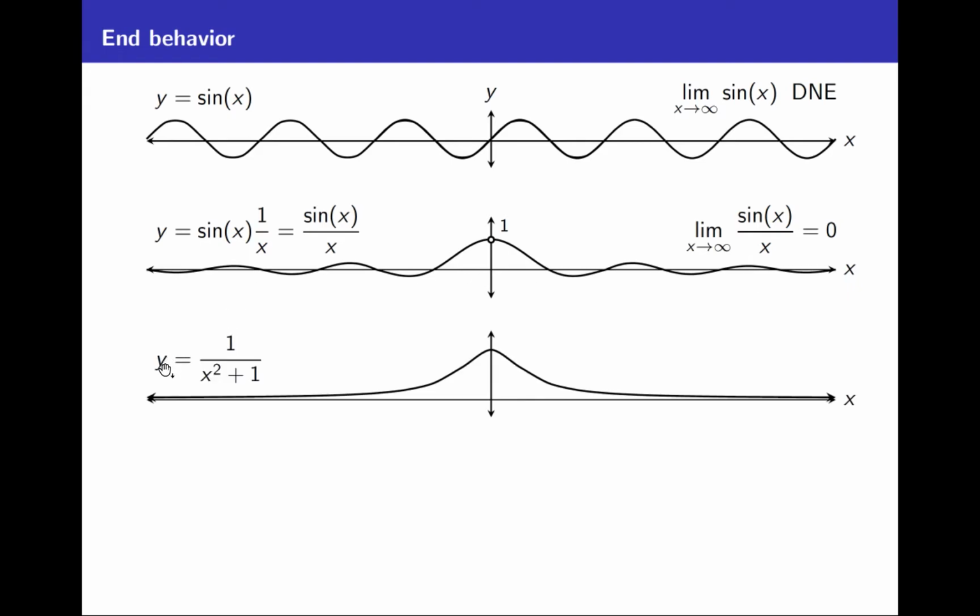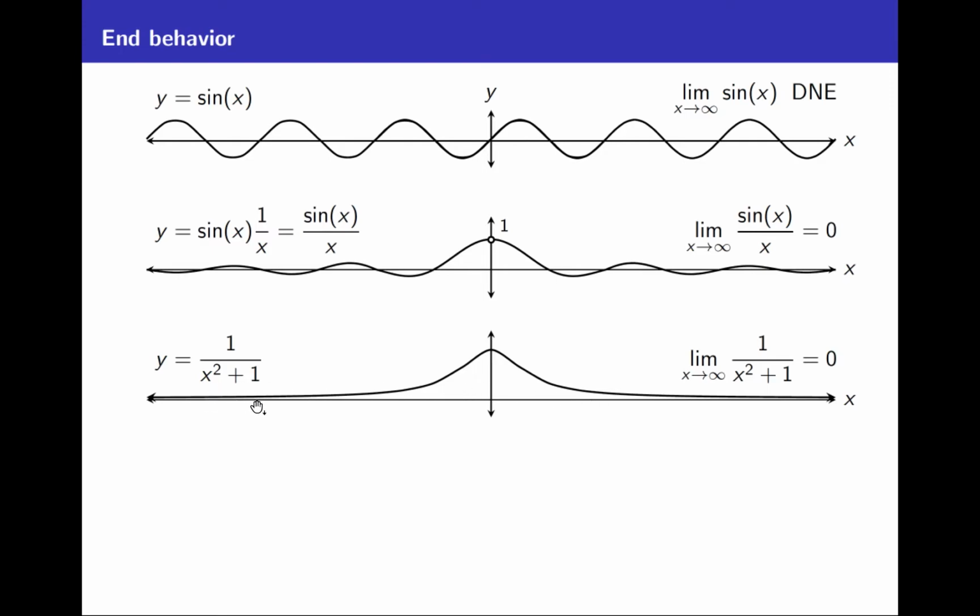How about the function y equals 1 over x squared plus 1? Let's think about its end behavior. As x goes to infinity, the denominator x squared plus 1 gets bigger and bigger and bigger, so the reciprocal of that is approaching 0. So the limit as x approaches infinity of 1 over x squared plus 1 equals 0. And again, our x-axis is a horizontal asymptote.